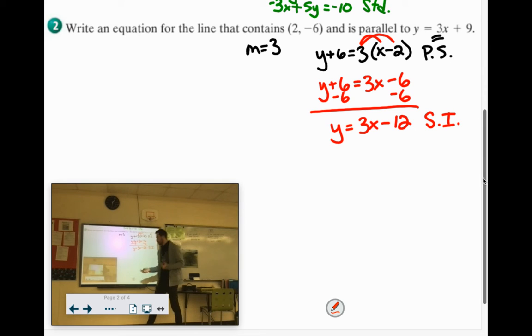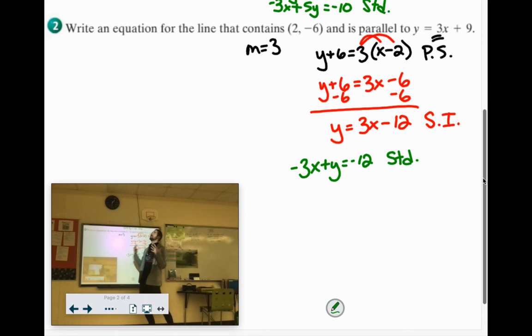Now, if we were to go into standard form, no fractions, done. But the x needs to be on the side of the y. So we would just subtract the 3x to get it to the other side. Negative 3x plus y equals negative 12. There it is in standard form. Great, great. We're halfway there. We've done parallel lines. Now we're going to do perpendicular.